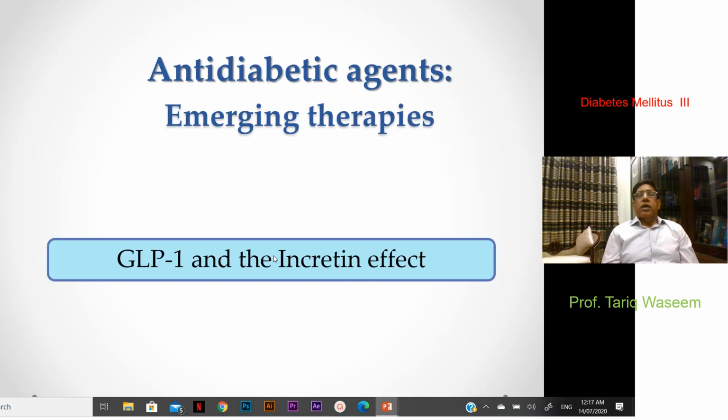We'll talk a little bit about the other anti-diabetic agents which are being used. So we start with glucagon-like peptide 1 and the incretin effect.